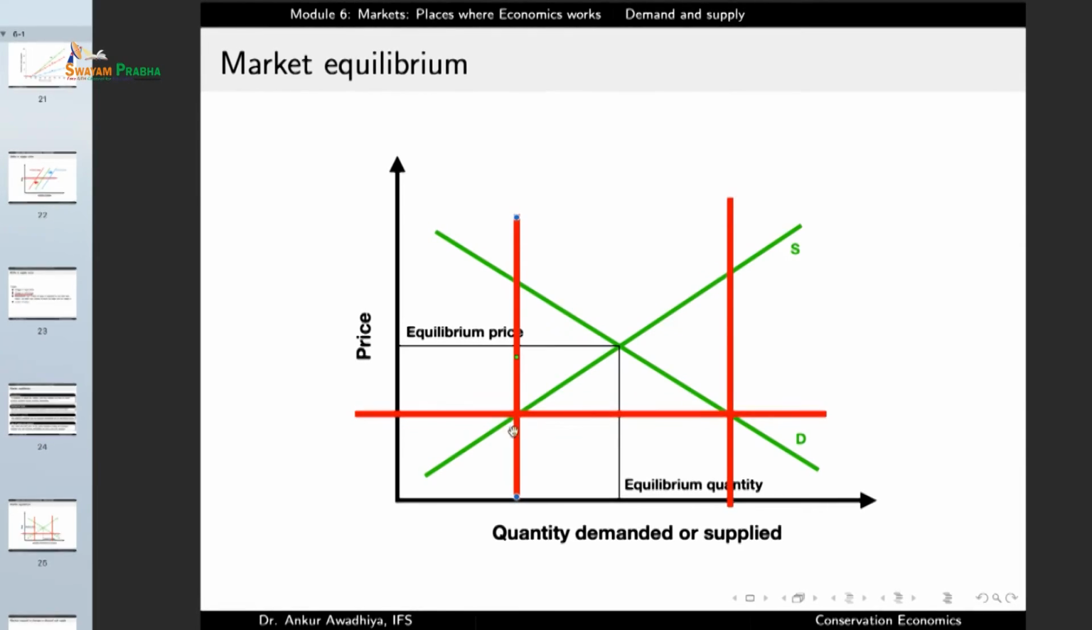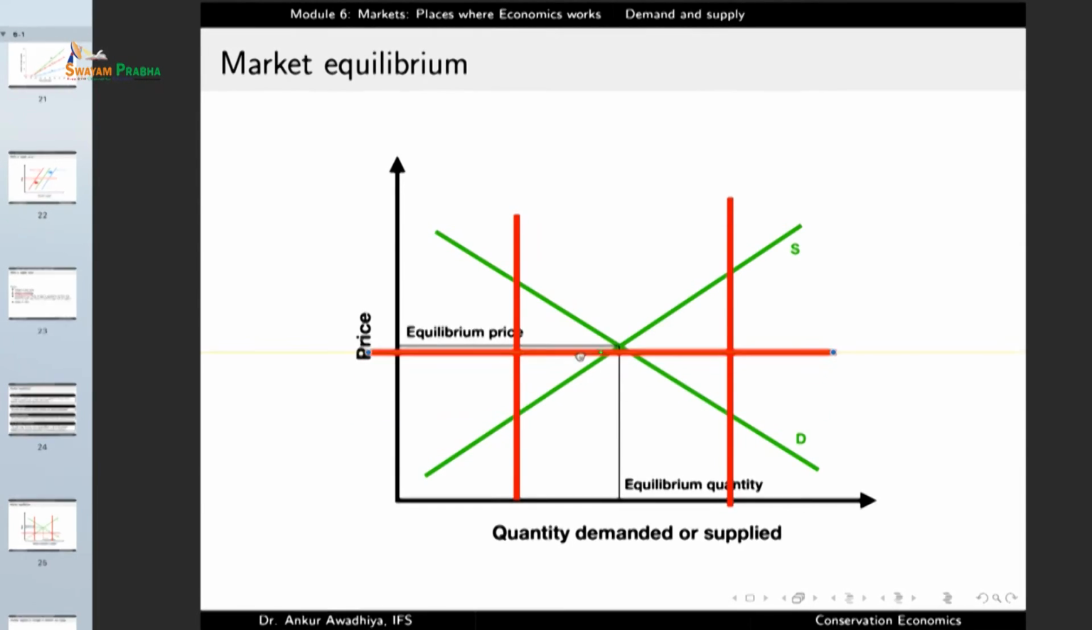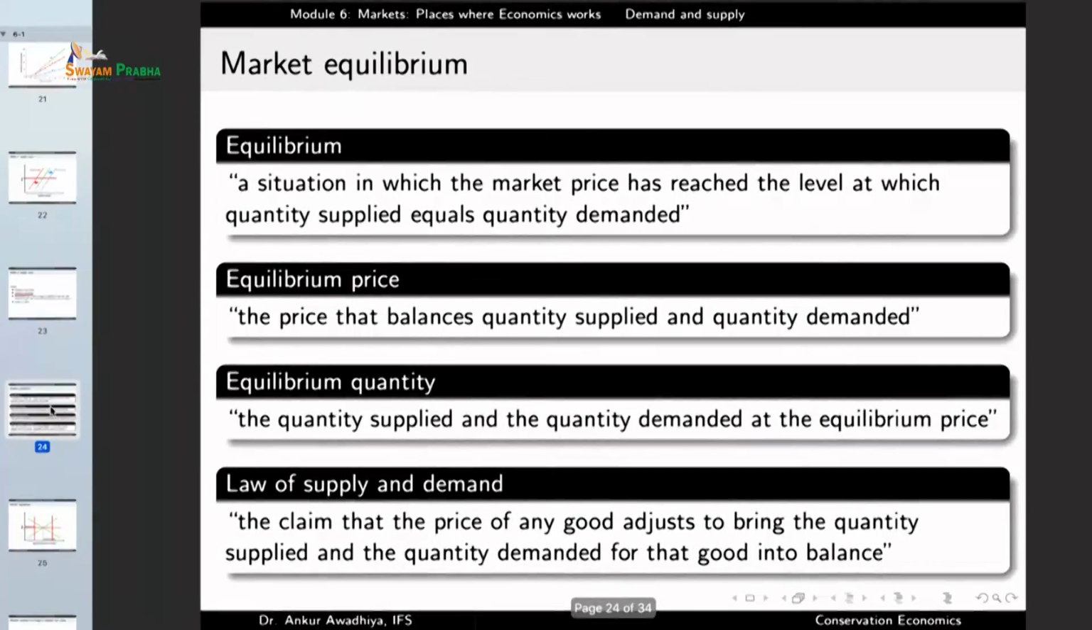But at this price point, the quantity that is demanded is the point where the price line intersects the demand curve, which is this point. And the quantity that is supplied is the point where the price line intersects with the supply curve, which is also here because the demand and supply curves are intersecting each other. So this is known as the equilibrium, a situation in which the market price has reached the level at which the quantity that is supplied is equal to the quantity that is demanded.